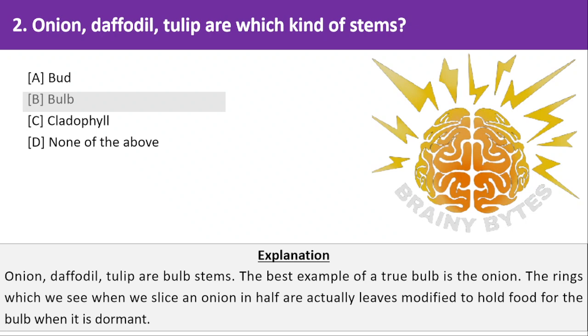Onion, daffodil, tulip are bulb stems. The best example of a true bulb is the onion. The rings which we see when we slice an onion in half are actually leaves modified to hold food for the bulb when it is dormant.